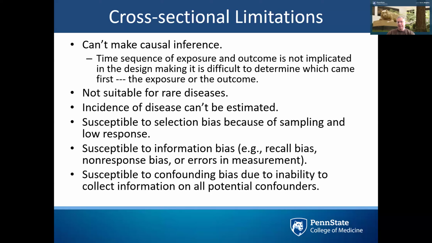They're susceptible to selection bias because of sampling and low response. If I'm going to send a cross-sectional survey out, you may get very low response rates. They're susceptible to information bias, and there are all kinds of information bias, like recall bias, asking people to remember things that happened a year or two ago, non-response bias, that happens a lot with surveys, or errors in measurement when the data is collected. And they're also susceptible to confounding bias due to inability to collect information on all potential confounders. You may not have the resources or know which all confounders may be, so you may be missing some that are really important.